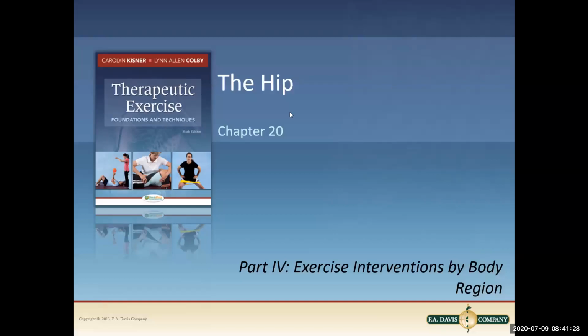Computer. There we go. All right, so we're going to start with the hip in thorax today. Musical chairs, COVID edition. I love it.